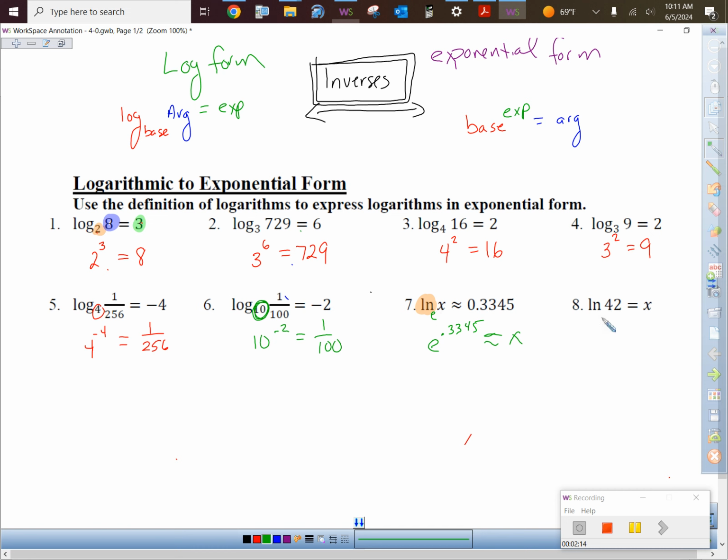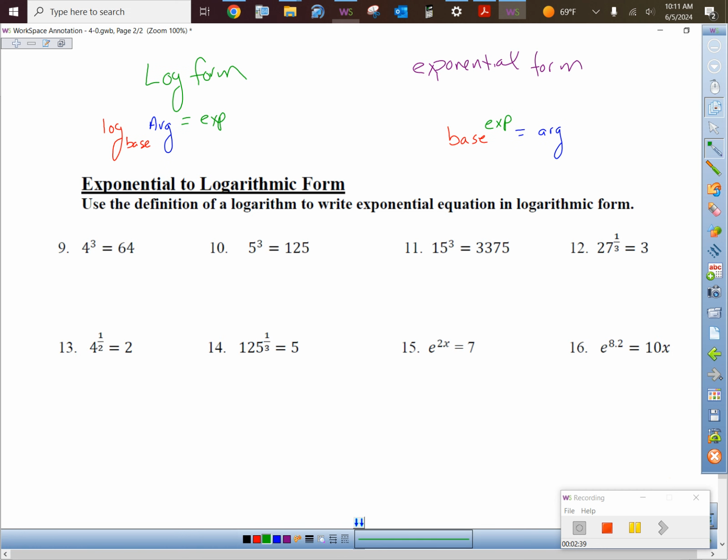And then here, rewriting this in exponential form, remember the base of the natural log is e. So that would be e to the x equals 42 in that case. That's going from log form to exponential form. How do you know it's in log form? Because the word log is with it. I don't care if it's natural log or common log. But then let's reverse, and let's put it into logarithmic form.